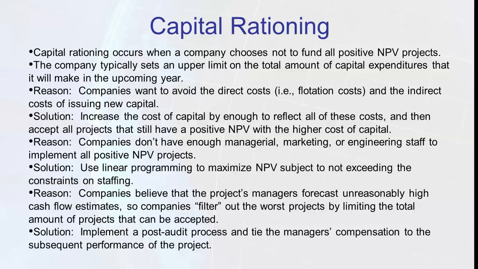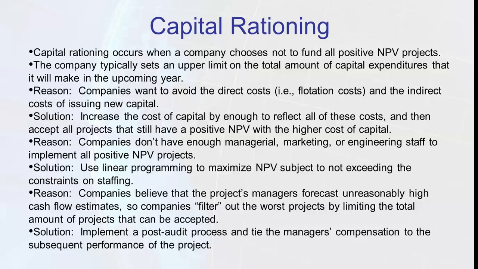Okay, so companies typically set an upper limit on the total amount of capital expenditure that they will make in the upcoming year. The reason for that is basically companies want to avoid the direct cost, flotation cost, and indirect cost of issuing new capital. So the solution is to increase the cost of capital by enough to reflect all of these costs, and then accept all the projects that still have a positive NPV with the higher cost of capital.